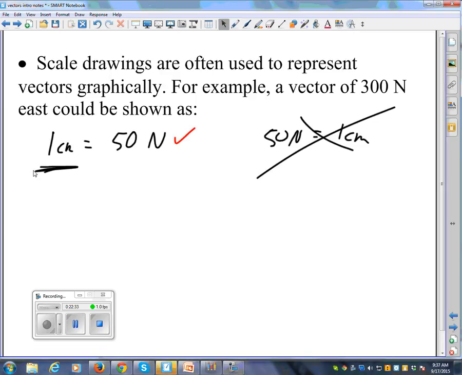You start with 1 centimeter equals. Always, always, always. I'll be circling that on your tests when you make that mistake. It's part of proper communication. 1 centimeter equals. Okay, we're going east, right? So we're going to draw our line straight east, but how far do I go? I go 300 newtons, but 1 centimeter is 50. So 50, 100, 150, it's going to be 6 centimeters long. That is a scale drawing of a vector. Okay, 6 centimeters long.